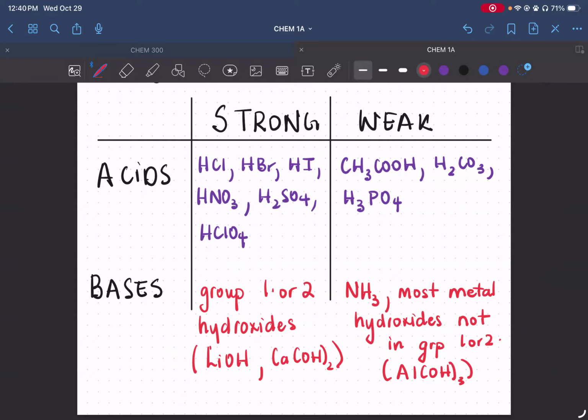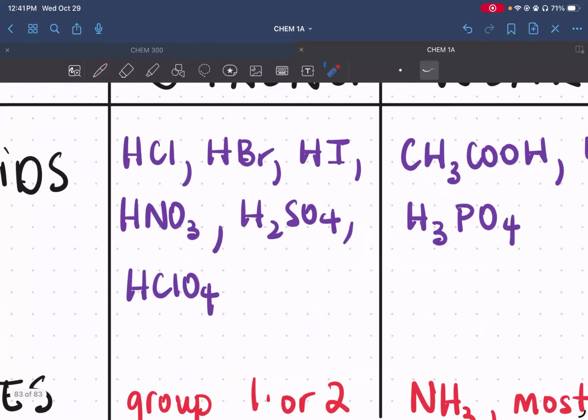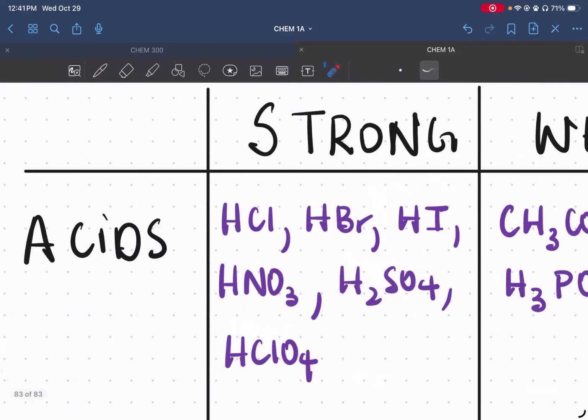So like I said, you will need to commit this chart to memory. I could ask you on an exam to identify which of the following are strong or weak. And although there are some patterns, it doesn't work 100% of the time, but still useful to know nonetheless. Something you might notice here in the case of strong acids is HCl, HBr, and HI. This is hydrogen attached to a halogen, aka group 17.